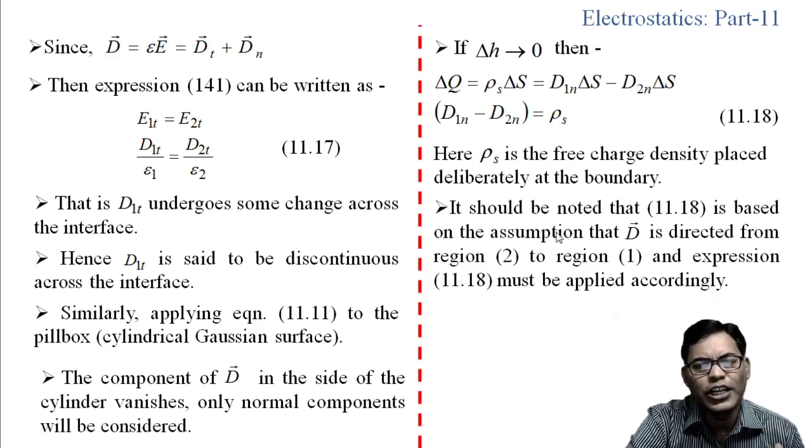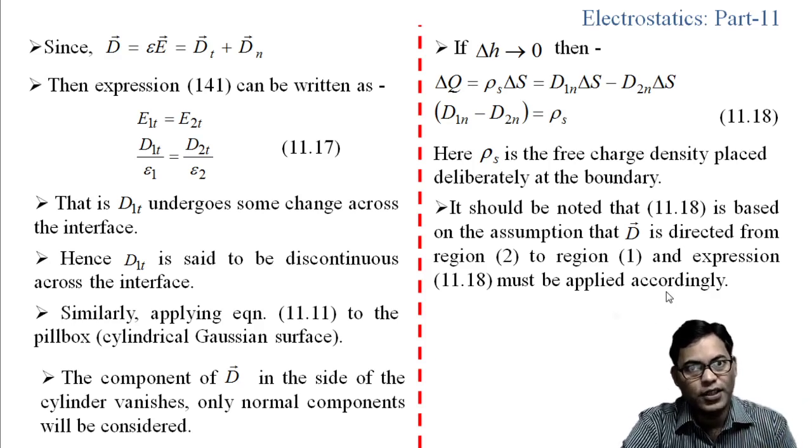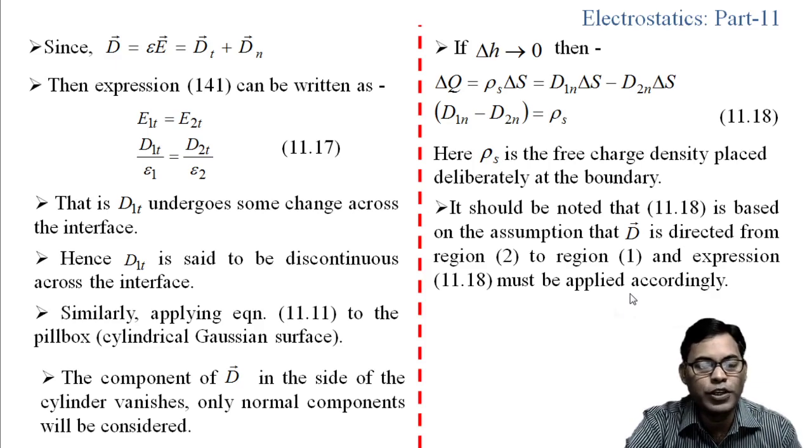That is written here. It should be noted that 11.18 is based on the assumption that D is directed from region 2 to region 1, and expression 11.18 must be applied accordingly. So all these expressions which we have derived till now will be applicable only if we consider the electrostatic field or the flux density is moving from medium 2 to medium 1. Remember that. That is the main point we need to remember.